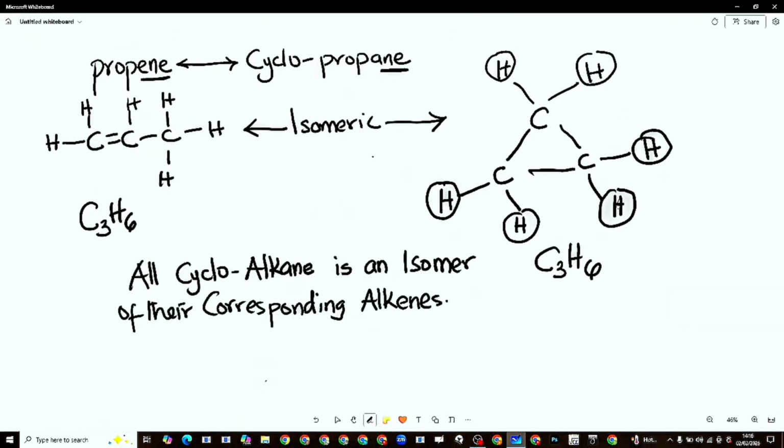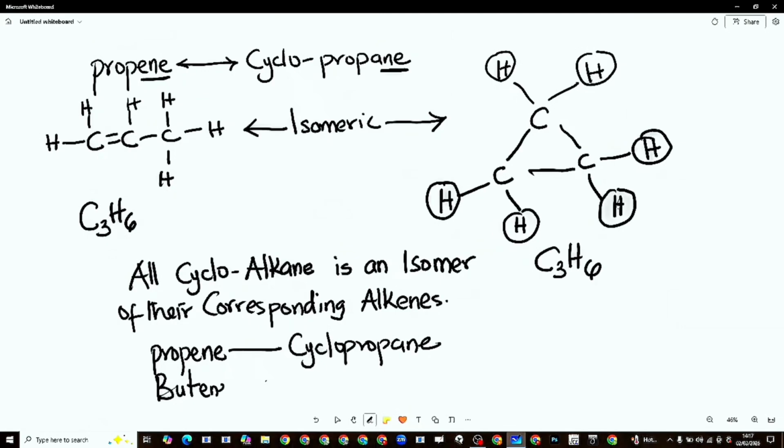So what does that mean? The propene is isomeric to cyclopropane. They have the same molecular formula. Also the butene is isomeric to cyclobutane, right, so on and so forth. So it's something I want us to understand. Look at this concept very well and add it to your knowledge of how the alkene works.